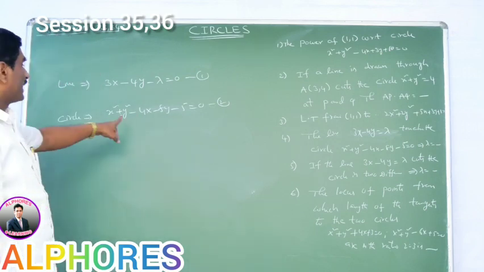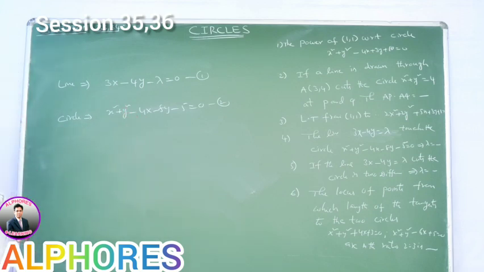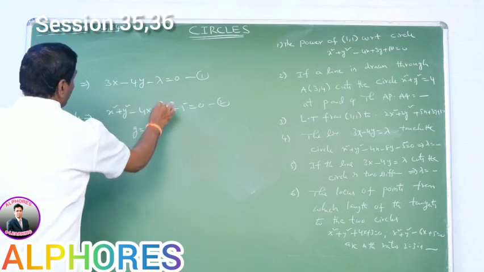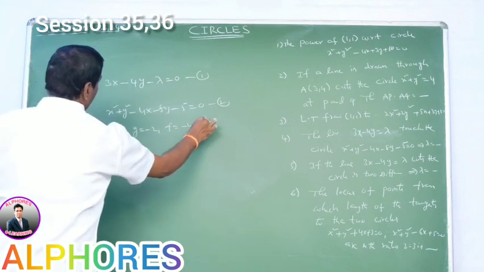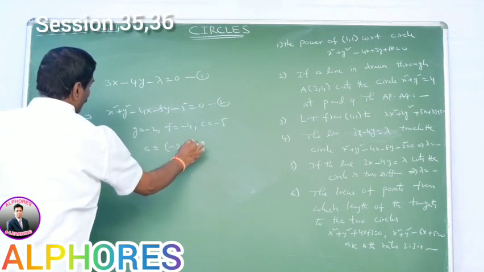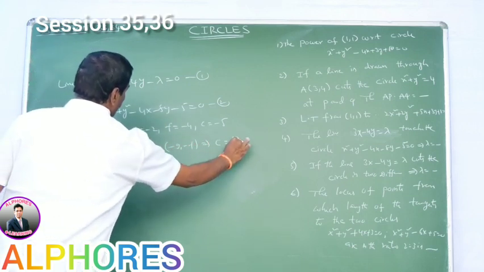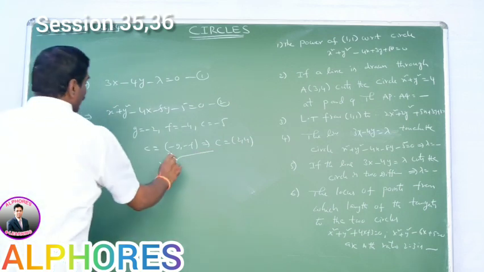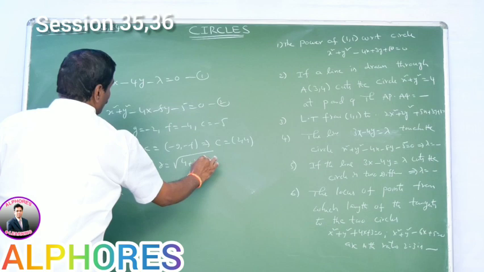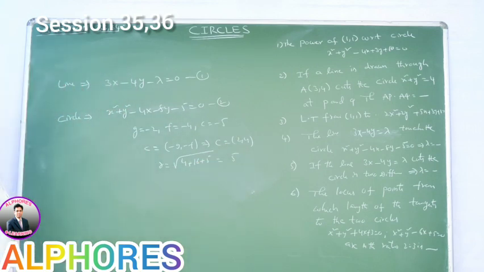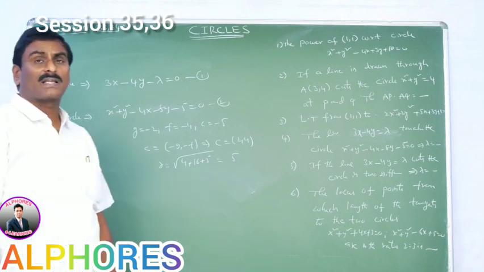Okay. Compare this equation with x square plus y square plus 2gx plus 2fy plus c. 2g is equal to minus 4, that means g is equal to minus 2. 2f is equal to minus 8, that means f is equal to minus 4. C is equal to minus 5. Center of the circle is equal to (minus g, minus f), that implies (2, 4). Radius of the circle is equal to root over g square plus f square minus c. That means 4 plus 16 plus 5, that is equal to root 25, which is 5. Center of the circle (2, 4), radius of the circle 5.